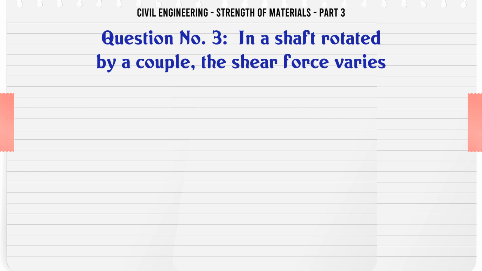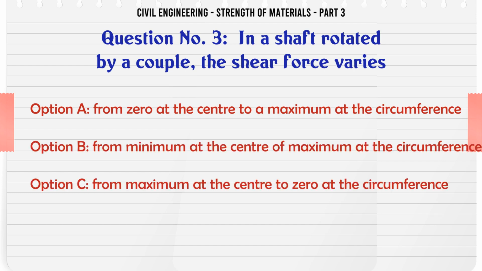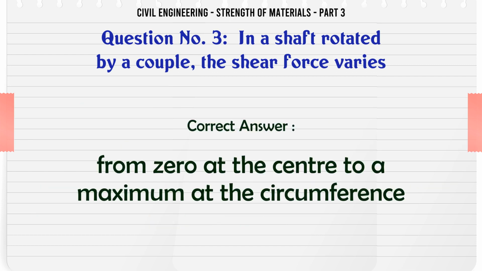In a shaft rotated by a couple, the shear force varies A) from 0 at the center to a maximum at the circumference, B) from minimum at the center to maximum at the circumference, C) from maximum at the center to 0 at the circumference, D) equally throughout the section. The correct answer is from 0 at the center to a maximum at the circumference.